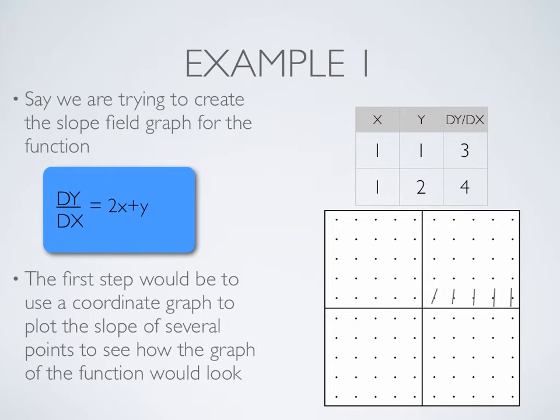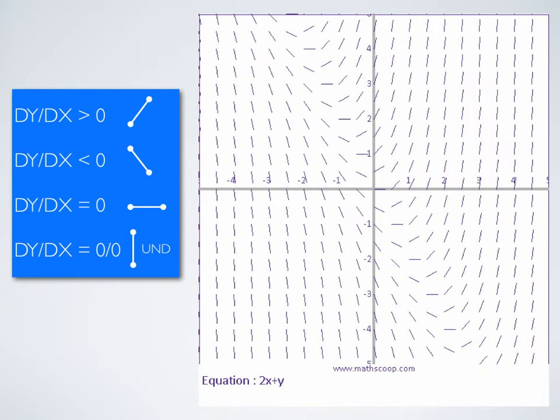If you were to continue this trend and get all the slopes for the points on the graph, you would get a graph that looks like this. This graph shows you the general trend that the function takes, allowing you to see the big picture.